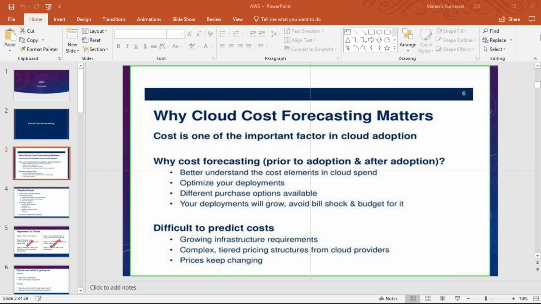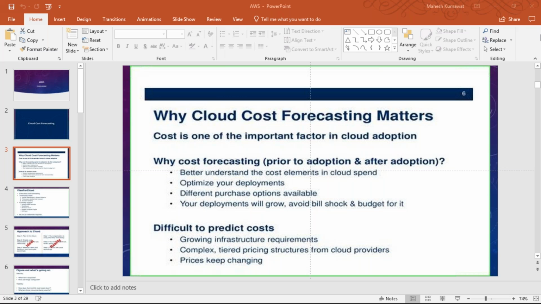It is difficult to predict the cost. Growing infrastructure requirements are all about the different requirements of different customers. Suppose you are working in India and there are multiple clients of yours. Different clients have different requirements at the same time, so you will have to change your IT infrastructure as the company requires. There are also complex tiered pricing structures from cloud providers.